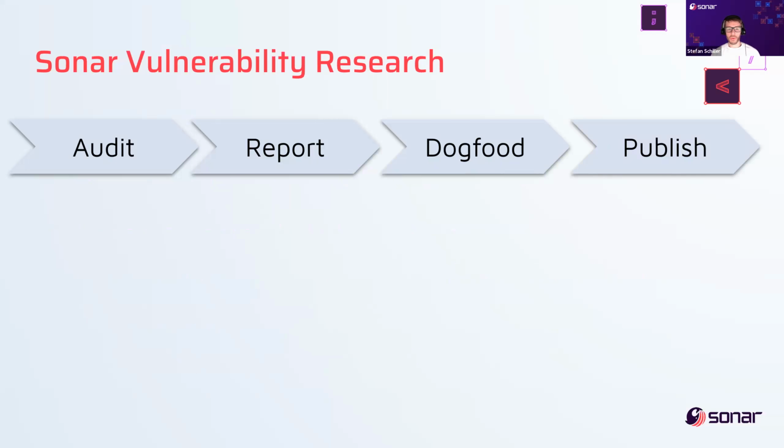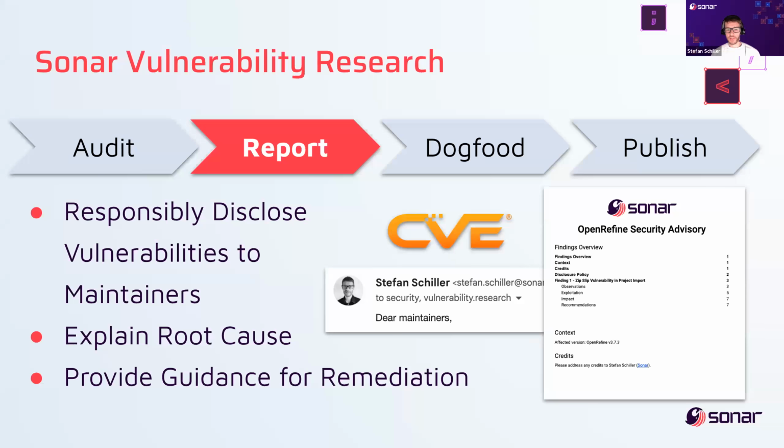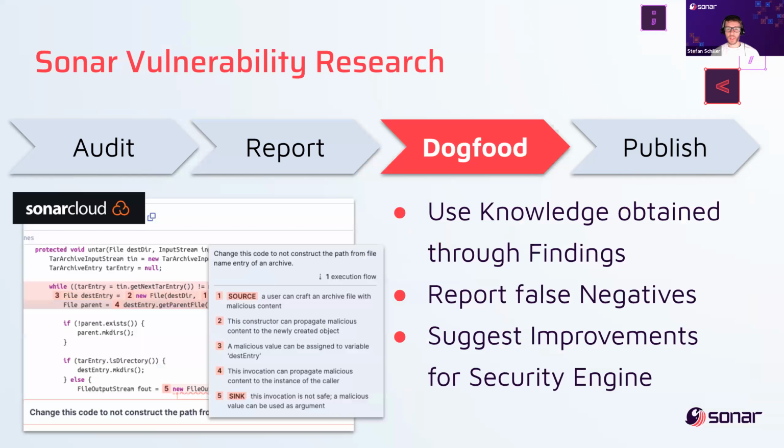Our usual workflow consists of these 4 steps: audit, report, dog food, and publish. The first step is to audit the software application. We do this by leveraging our own products, SonarCloud and SonarQube, and also do manual code audits. The outcome of this is a security vulnerability. These vulnerabilities are reported by us by responsibly disclosing these to the corresponding vendors or maintainers of the application. We explain to them the root cause of the vulnerabilities and also provide guidance on how to fix these. Once this reporting step is done and the vulnerabilities are hopefully fixed, we draw conclusions from this.